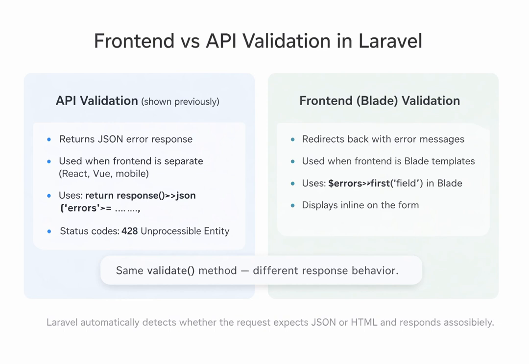So the same validate method behaves differently depending on whether the request expects a JSON response or an HTML response. This is one of Laravel's elegant automatic behaviors. It detects the request type and handles the response appropriately. Understanding this distinction is crucial as you build forms in a full-stack Laravel application.